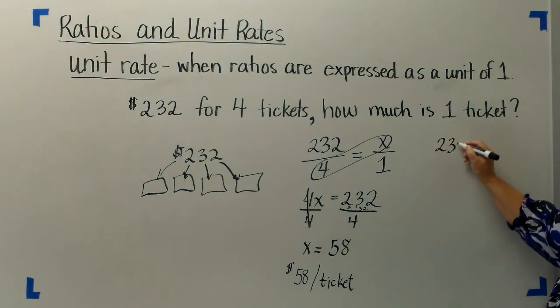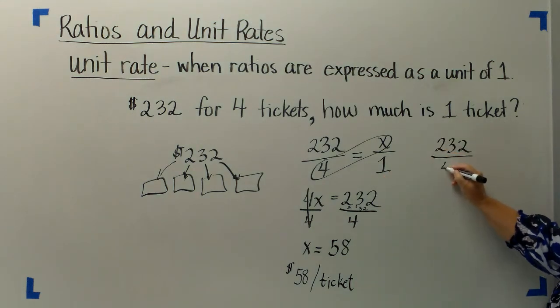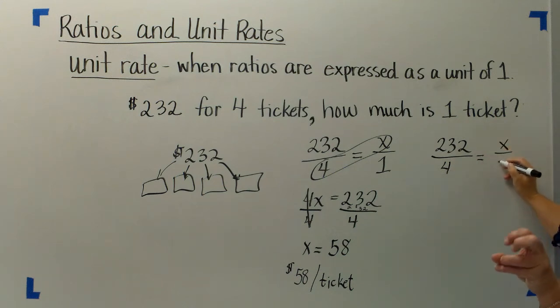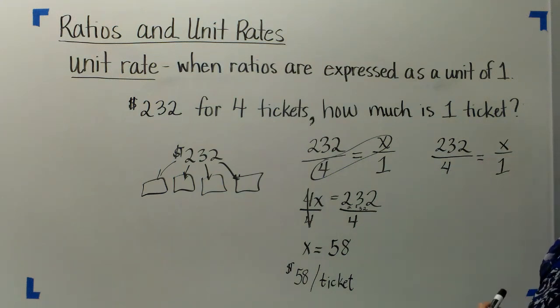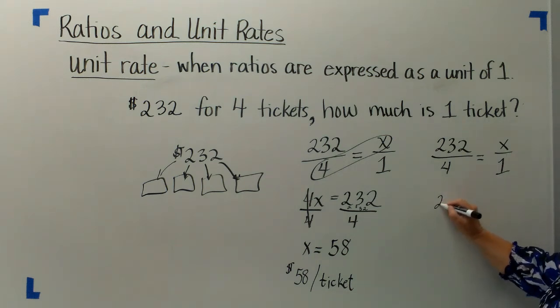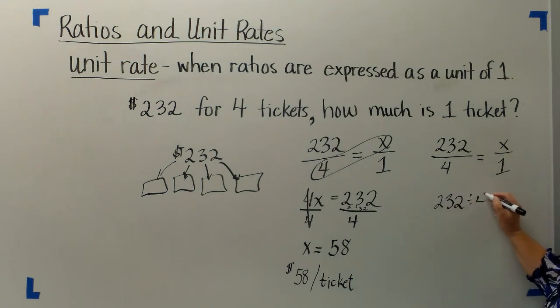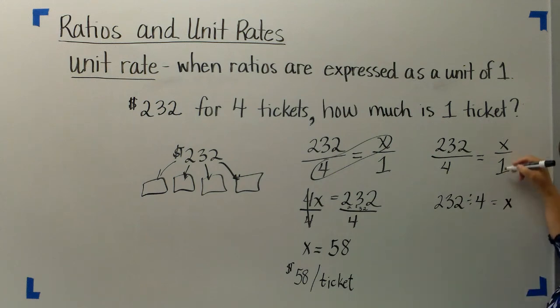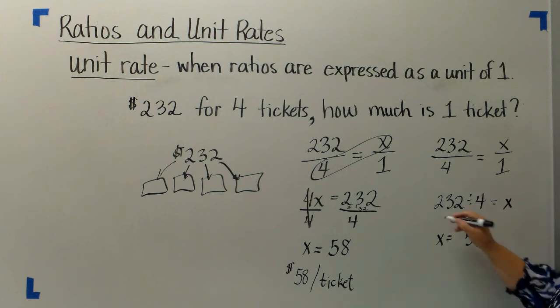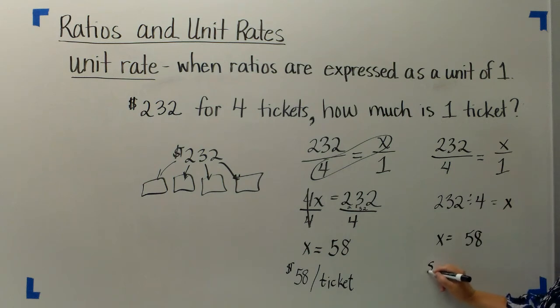Again, because you have a unit of 1 here, if you're looking at it in the quote-unquote shortcut manner, because we have a unit rate, we have a denominator of 1, then you can simply say 232 divided by 4 equals x, because this is what we're trying to find, x. So x is going to equal, again, 232 divided by 4, which is 58. So your friends are paying $58 per ticket.